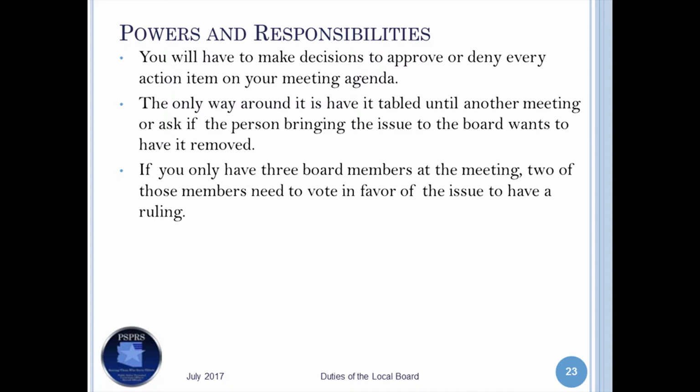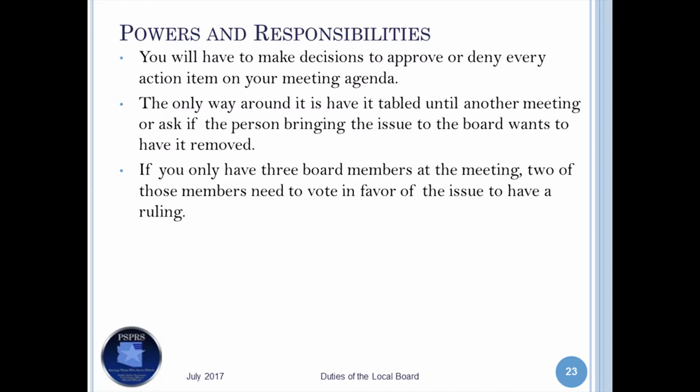If you have 3 members at the meeting, 2 of those members need to vote in favor for the issue to have a ruling. A 2 to 1 vote actually passes in a board meeting in this situation. We always encourage 5 at the meeting, because then the employer's represented with 2 representatives, the employee's represented with 2, and sometimes the chairman will break a tie vote depending on the situation. Okay?